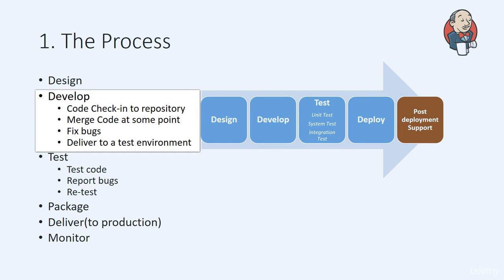And from time to time, they check in the code to a central repository. The code is then merged and built periodically. Then the developers manually run some unit tests to ensure that the code merged by all developers does not break any existing functionality or introduce new errors. If it does, then they fix those bugs and recheck in the code to the repository. Finally, they promote the code to a staging or a test environment.